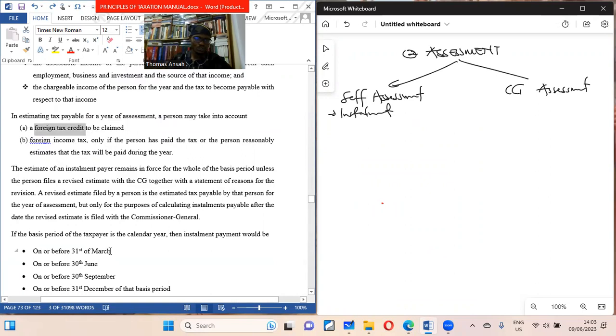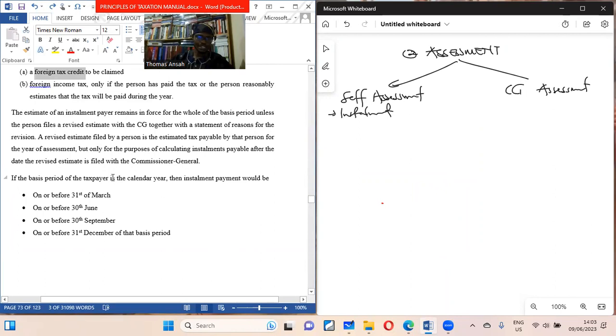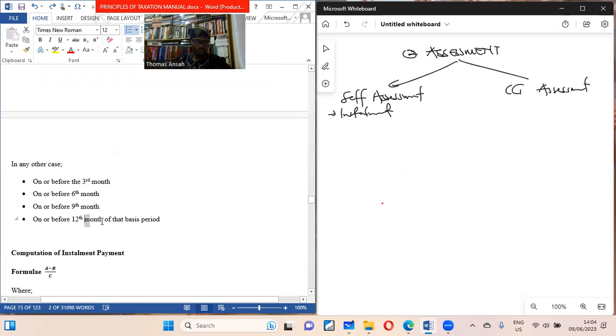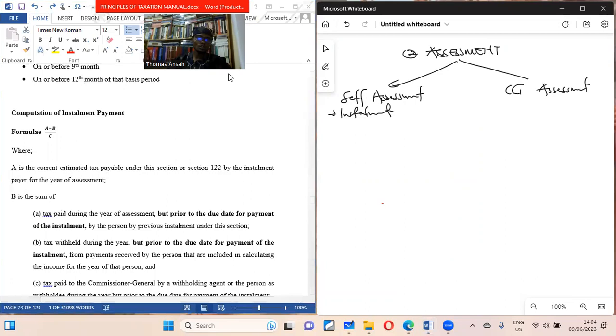So self-assessment. Here, if your basis period is the calendar year, you know that your quarterly payment is March, June, September, and December. So let's work some examples. If it is not, then we are saying the third month, the sixth month, the ninth month, and the 12th month. The formula for calculating the amount you are supposed to pay is A minus B all over C.